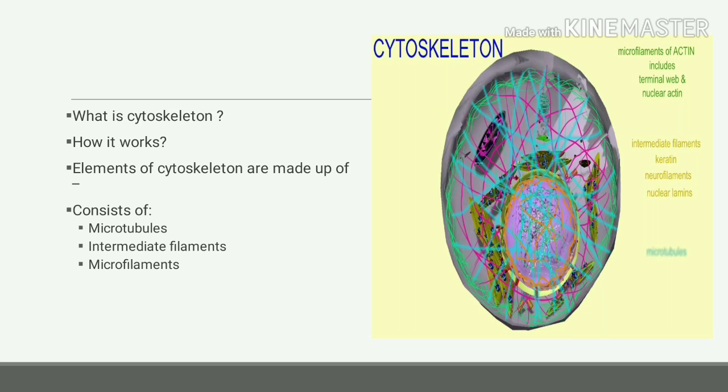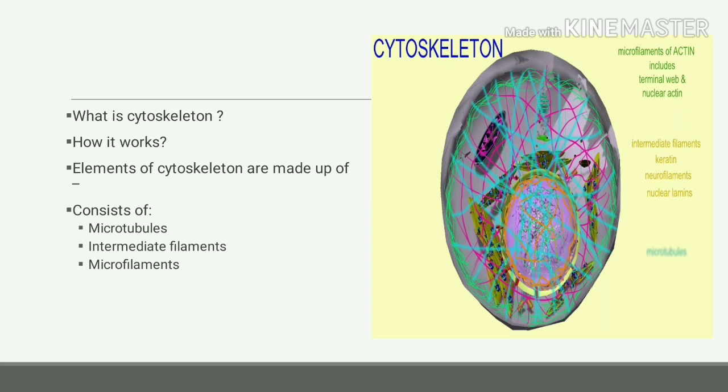Starting with what is cytoskeleton? It is an intracellular complex network of fibers. How does it work? It maintains the structural integrity of the cell. It allows the cell to change shape as well as to move. It also helps the cell participate in various physiological activities.